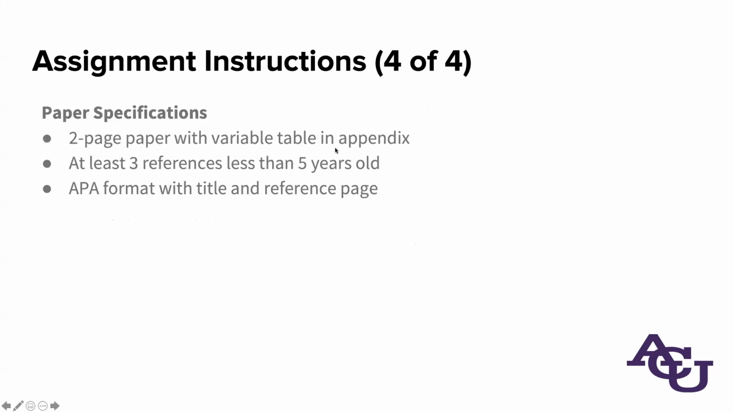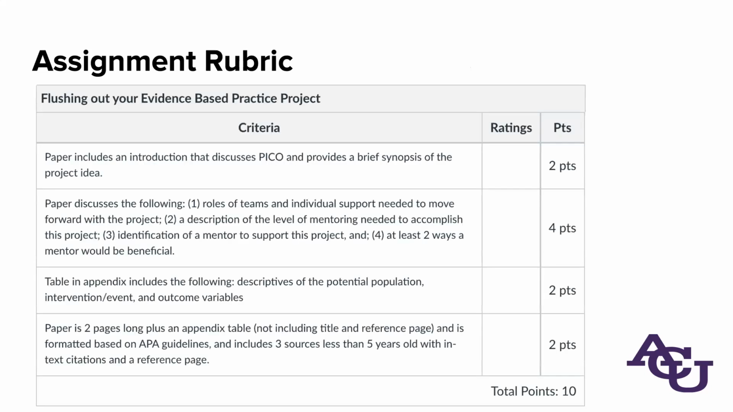Specifications, okay, 2-page paper with variable table in the appendix, at least 3 references less than 5 years old, standard APA formatting, and let's look at the rubric and see how this relates to the assignment instructions. So it specifically says there must be an introduction with a brief synopsis of the project idea before you dive into the 3 main elements here. You must have that table, it must be in the appendix, and have that breakdown. And then it's going to be 2 pages for the body of the paper. And remember to have recent sources.